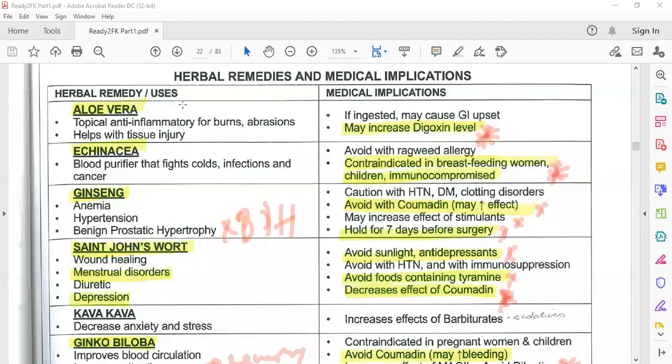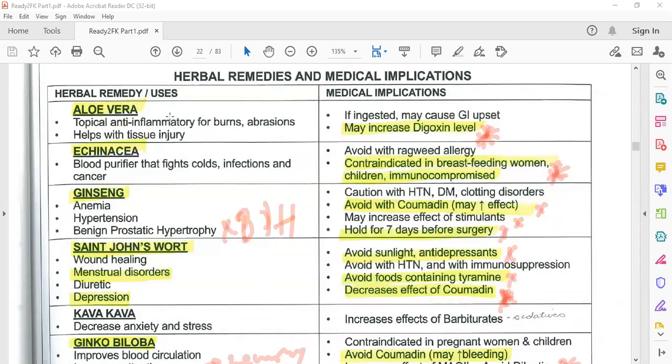So here is the list of herbal medications, their names, their uses, and some NCLEX notes. What is frequently asked by the NCLEX-PN and NCLEX-RN board exams. So the first herbal medication we use is called aloe vera. It is most commonly used, and everybody knows what aloe vera is. So aloe vera has some properties. This is the reason we use it.